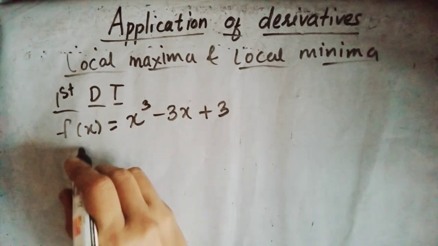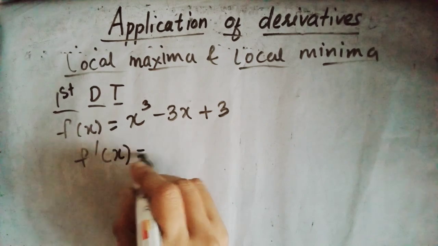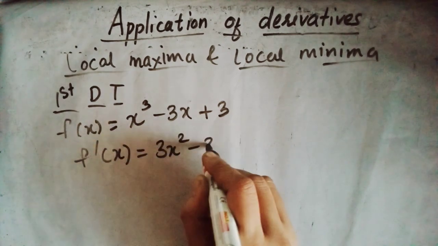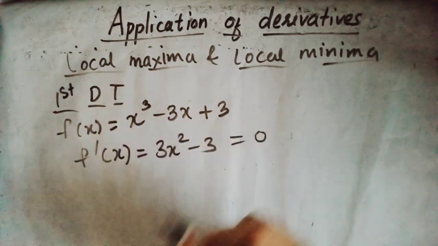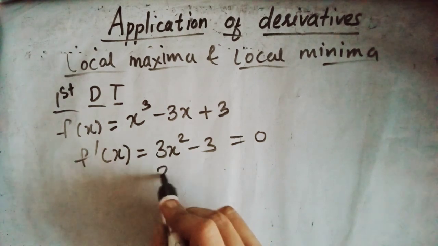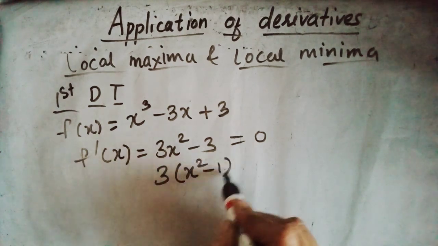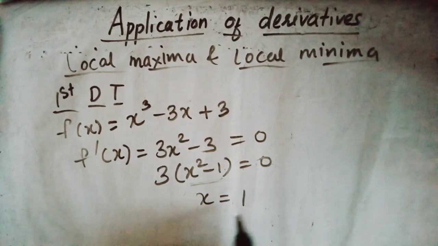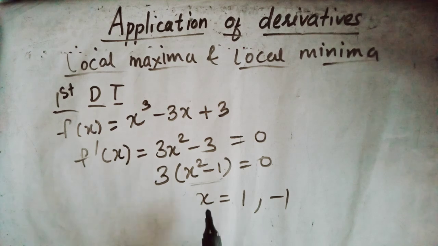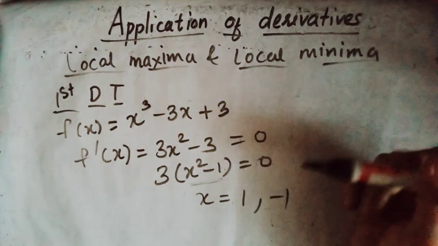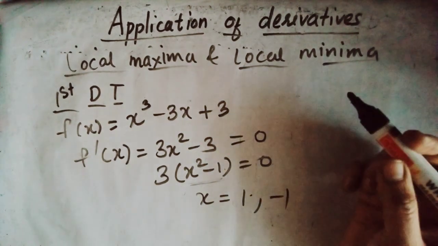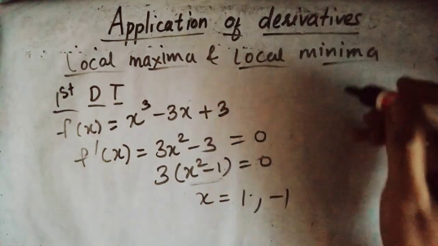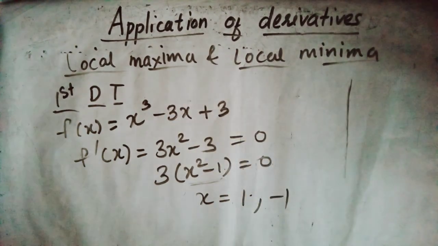So you have to first find f dash of x, which is 3x squared minus 3, then put it equal to 0. So 3x squared minus 1 is equal to 0, and from this you will get x either positive 1 or negative 1. So you have 2 points at which f dash of x becomes 0. Now you have to examine these points, taking the right hand side and the left hand side.